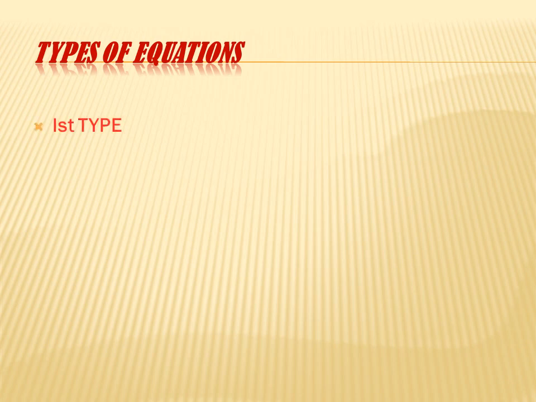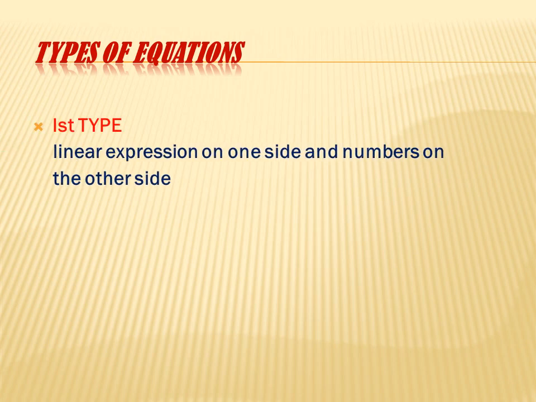In the first type, we have equations in which linear expressions are on one side and numbers are on the other side. How? Let us see in the example. In this example, you can clearly see that x by 3 plus 1, this expression lies on left hand side, and number all alone, that is 7 by 15, lies on the right hand side.